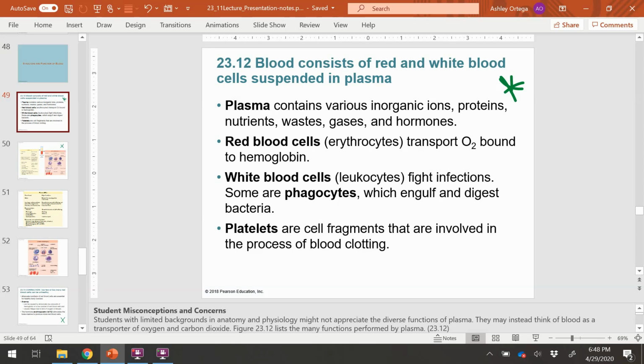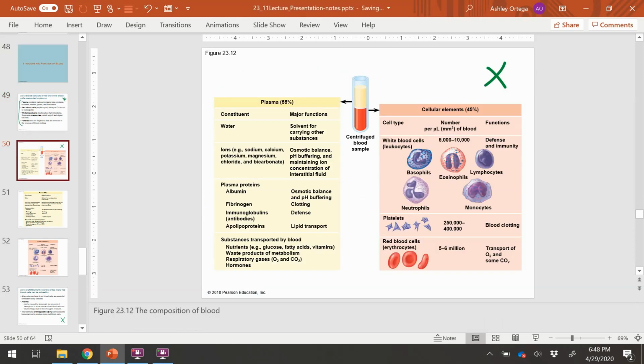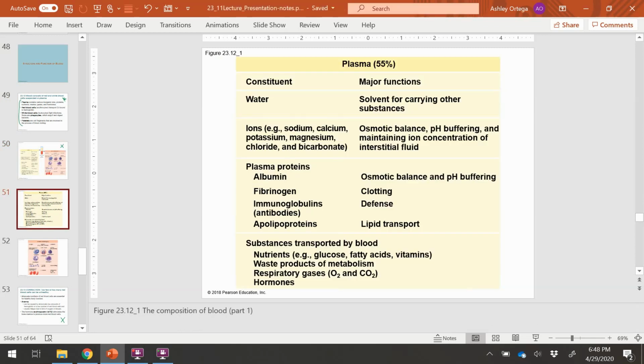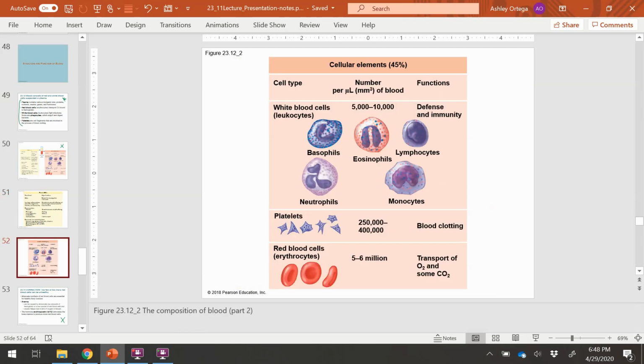So all of these things, you've probably heard of before. You'll want to know these components of blood. You don't have to memorize the diagram that you see here of plasma and cellular elements, but if this helps you identify and organize the different components of blood, that's why they're here: plasma and what it consists of, and the cellular elements based on cell type.